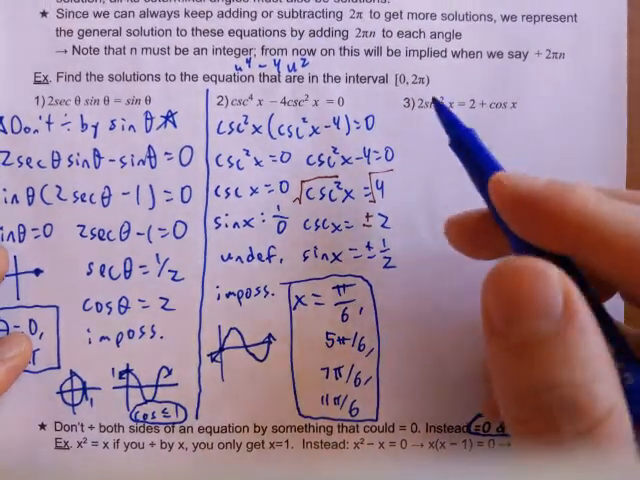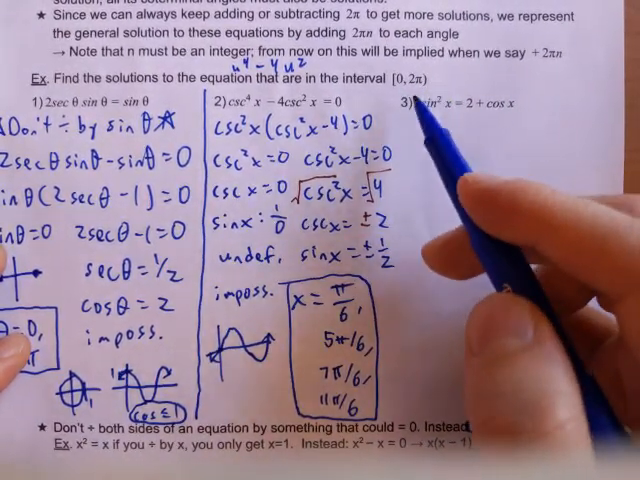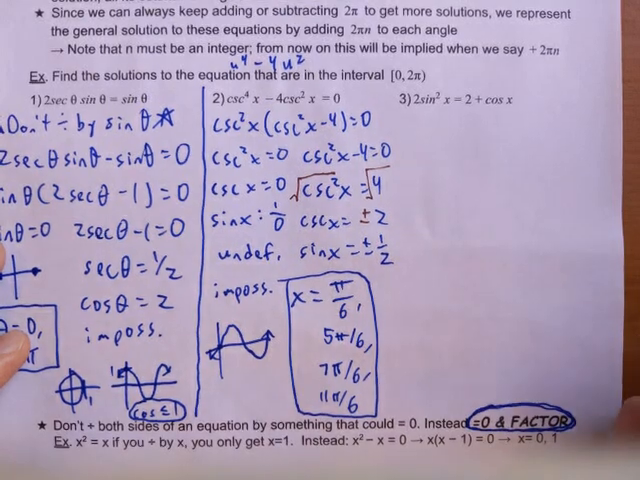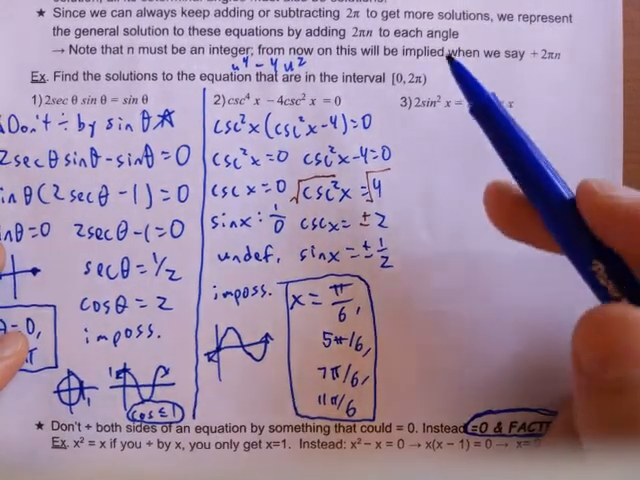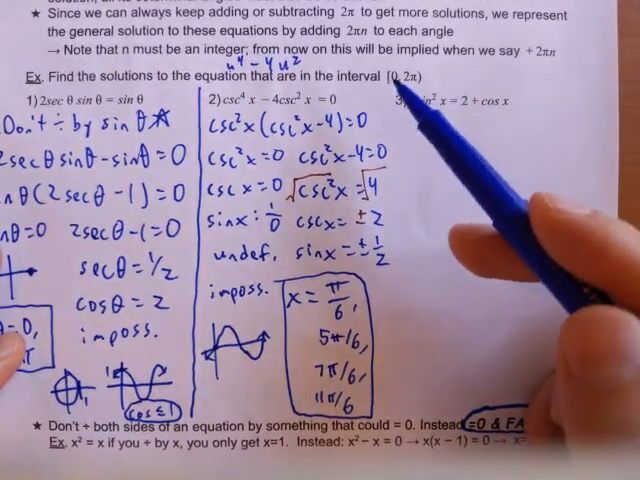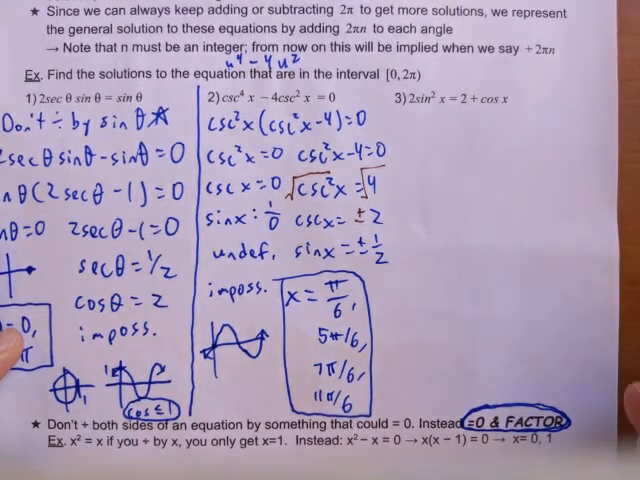And again, on these problems, we've restricted ourselves to just 0 to 2 pi, so we don't have to put that plus 2 pi in for the infinite solutions. These are the only angles within that interval right there.